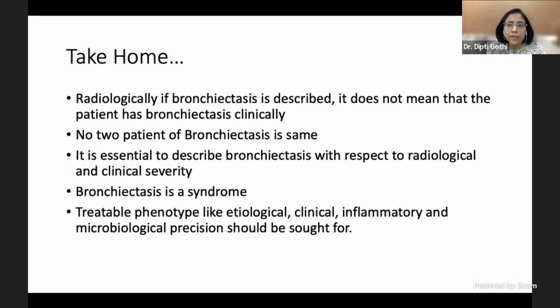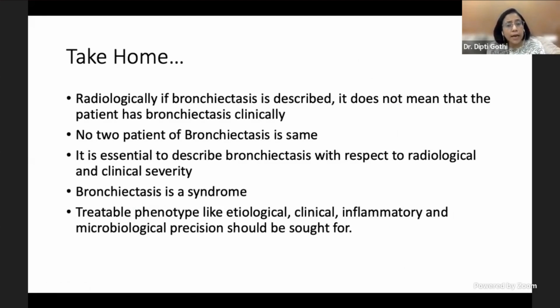There are clinical and radiological severity indices. These need to be identified and described as per the patient's need and the patient's severity, because this is what decides the further management of bronchiectasis.